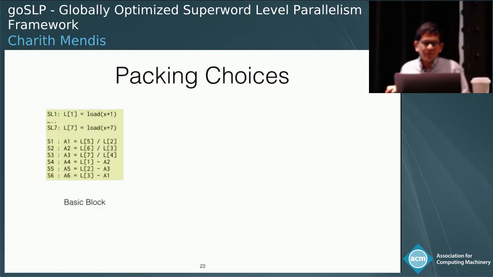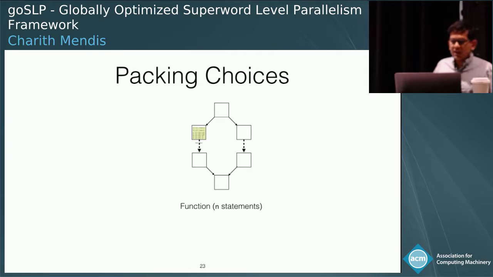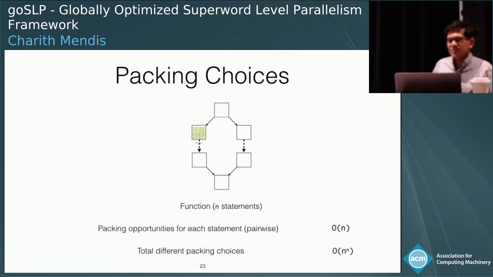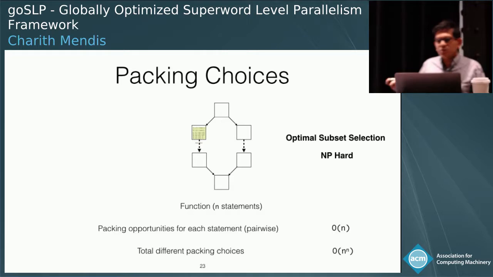Remember that this is one basic block out of many in an N-statement function. And if you look at the statement packing choices, for a given statement, if you do pairwise packing, there are O(N) packing choices. And if you think about all statements within the function, there is an exponential amount of choices. In reality, this packing problem is equivalent to the optimal subset selection problem, which is shown to be NP-hard. So we need to be clever in our search.